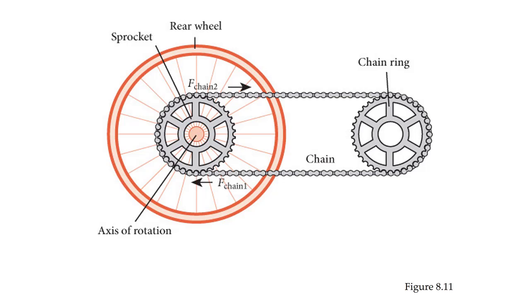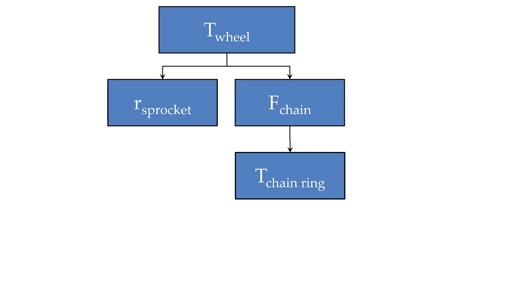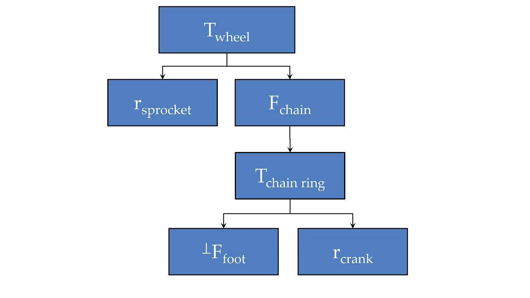That force on the chain is created by the torque that's placed on the chain ring. The torque on the chain ring is going to be determined by the force that's placed on the pedal. The force being placed on the pedal is going to be determined by the force of the foot. And again, only the perpendicular component of that force produces torque, so we have to look at the perpendicular component of the force provided by the foot. So if we look at an H model now for bicycles, we will see the torque of the wheel is determined by the radius of the sprocket and the force of the chain. The force of the chain is determined by the torque on the chain ring. The torque on the chain ring is then going to be determined by the perpendicular component of the force of the foot as well as the radius of the crank.